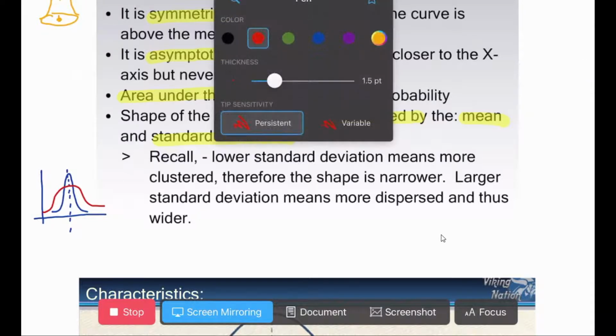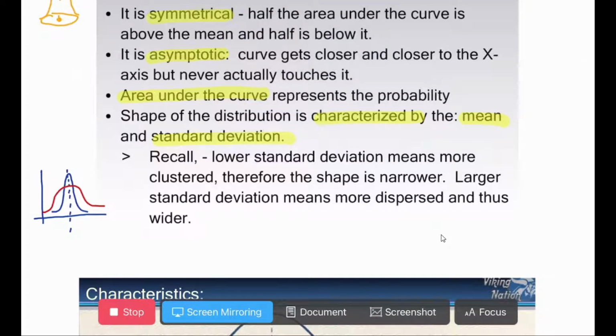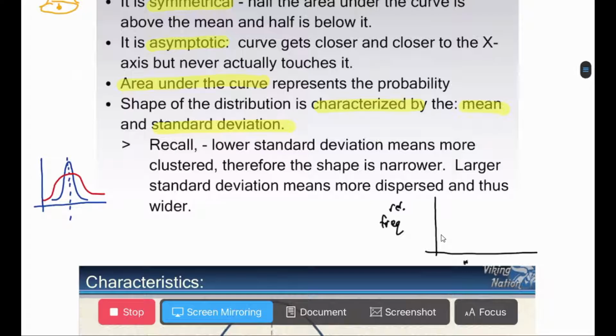In order to further our understanding, let's take a look at another example as well. So we're going to have relative frequency of our data, and we're going to have marks on the bottom in percent. We're going to compare a couple different classes. Let's label our marks along the bottom: 10, 20, 30, 40, 50, 60, 70, 80, 90, 100%.